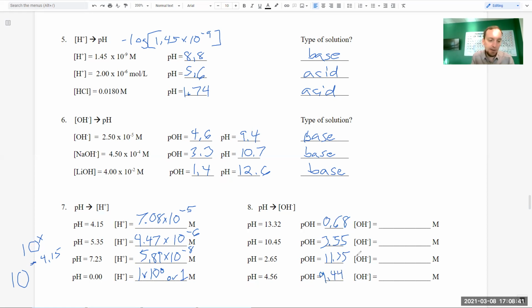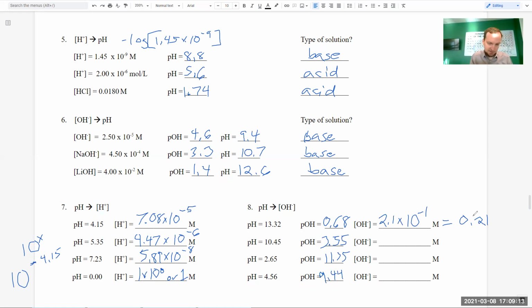Now that I know my pOHs, I just do exactly what I did on number 7. I'm going to type in my 10 to the x negative 0.68, close parentheses, and I get 2.12, let me try it again. 2.1 times 10 to the negative 1. That's basically the same thing as 0.21. I have mine in scientific notation on my calculator.